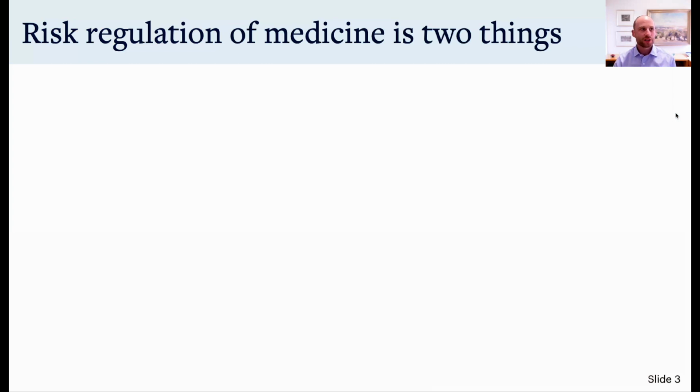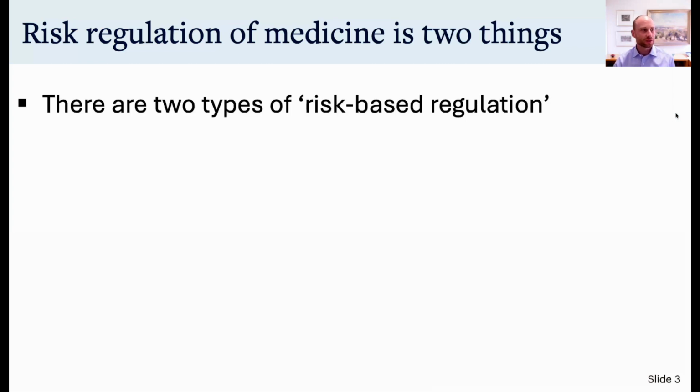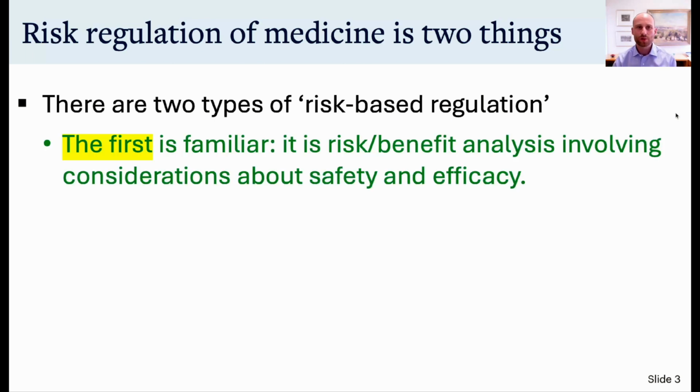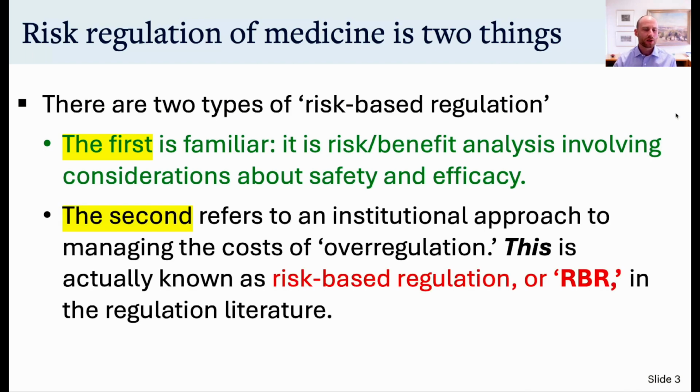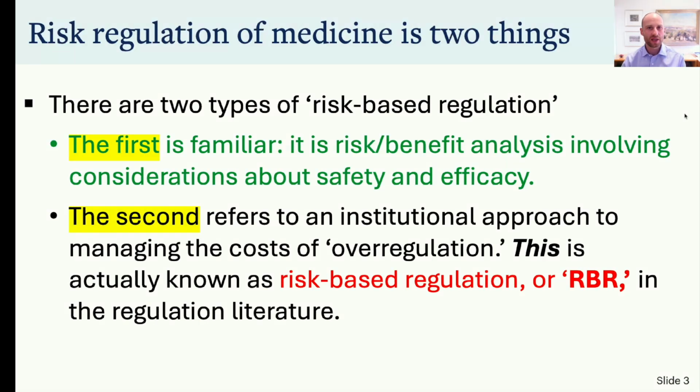So risk regulation of medicine is really two things. There are two types of RBR. The first is the familiar kind. It is the risk-benefit analysis that the regulators do that involves considerations about safety and efficacy. But the second is slightly less well known, and it refers to an institutional approach to managing the costs of overregulation. This is actually known as risk-based regulation, or RBR, in the regulation literature.